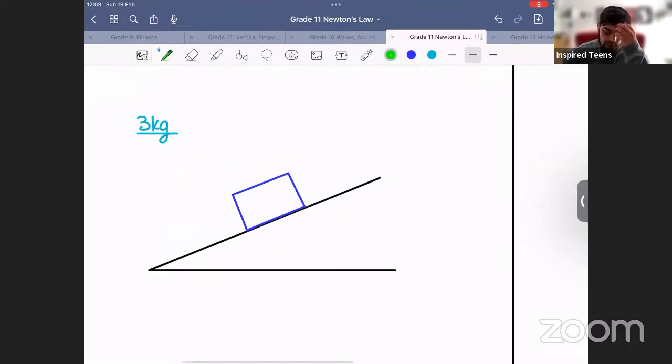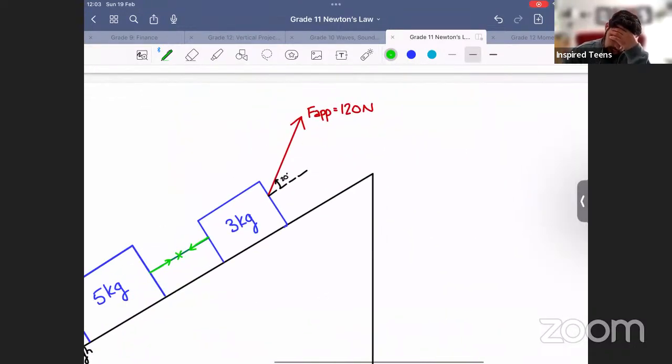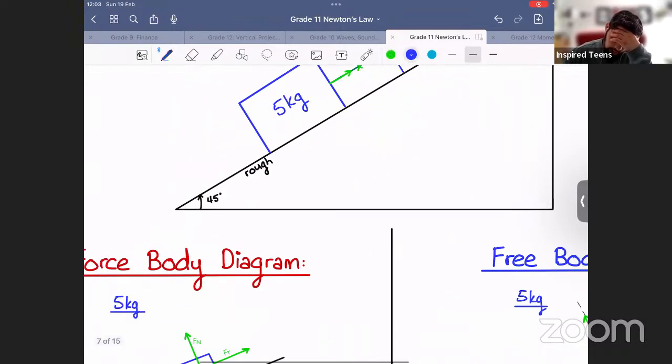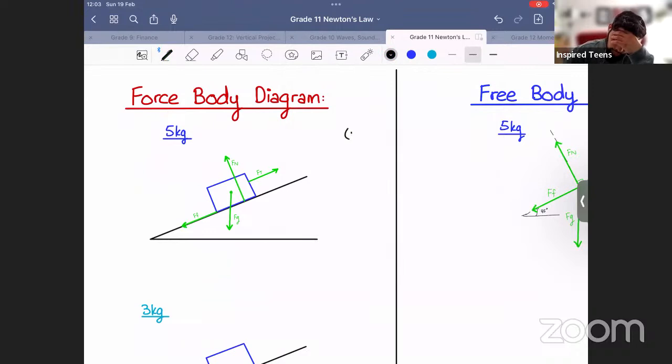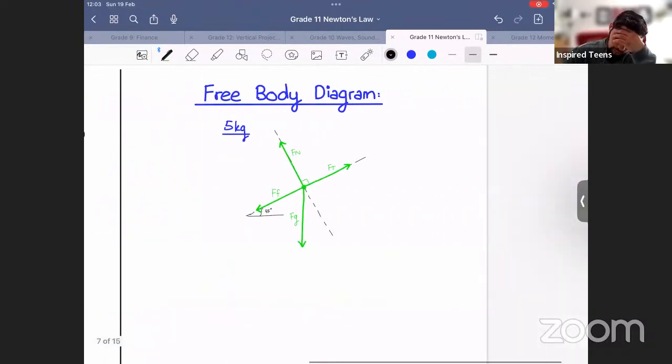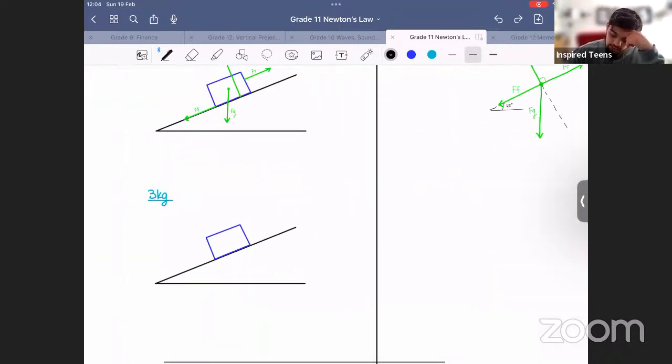Okay, so let's do the 3 kg object, right? So I want a list. By the way, this one right here is for 4 marks. You get a mark per force. So if you break down Fg into its components, you're not going to get an extra mark. You're still going to get 4 marks. Hint, this one is for 5 marks.